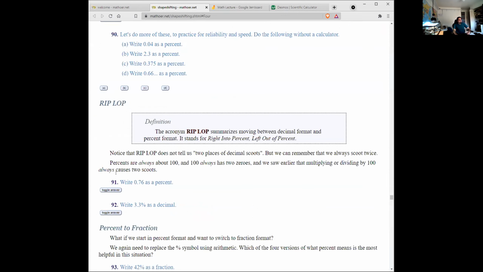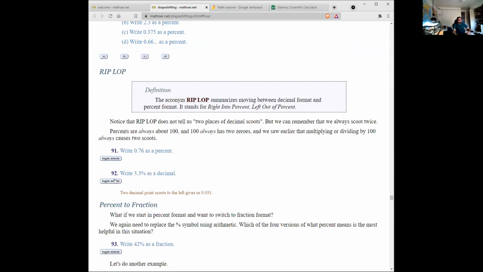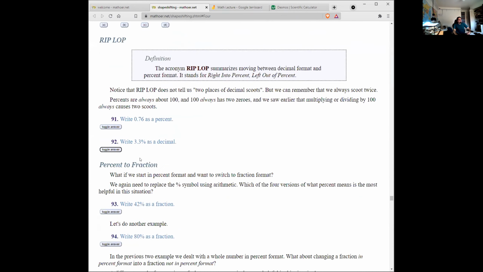If you need more practice, all of these always have answers here. Come back to where we are in the Math 20 notes and read them more.